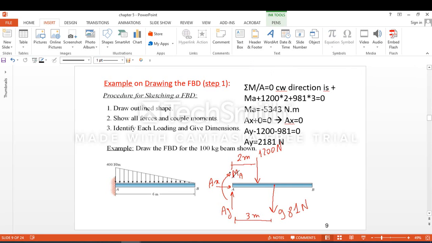So basically these are my unknowns, MA, AX, and AY, which means MA should be flipped. Because it is negative in the clockwise direction, MA will be counterclockwise. AX is equal to 0, so there is no horizontal reaction in this case, even if this is a fixed support. There is no need for a horizontal reaction because there is no horizontal force. And AY has a positive direction and is equal to 2.1 or 2.2 kilonewtons.